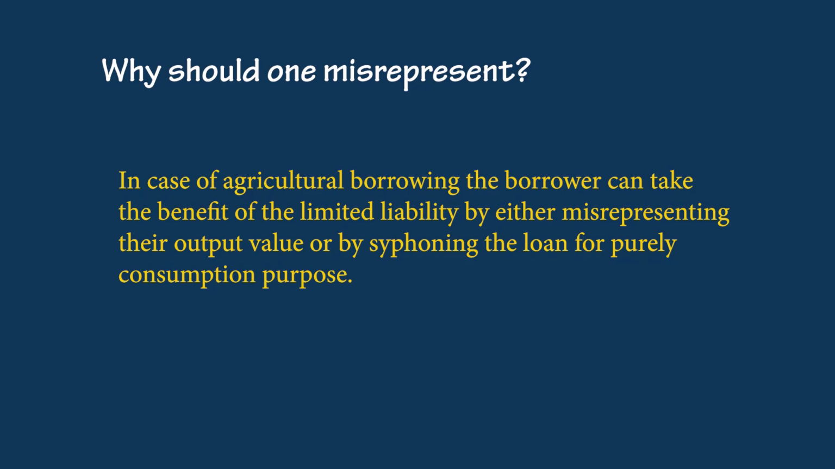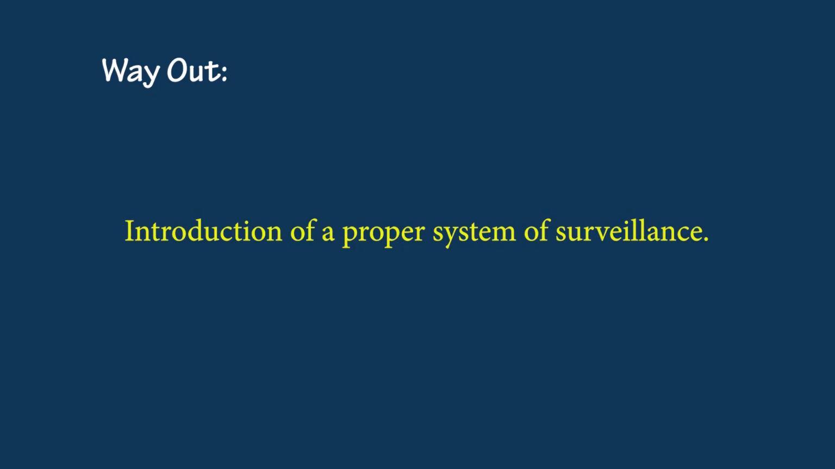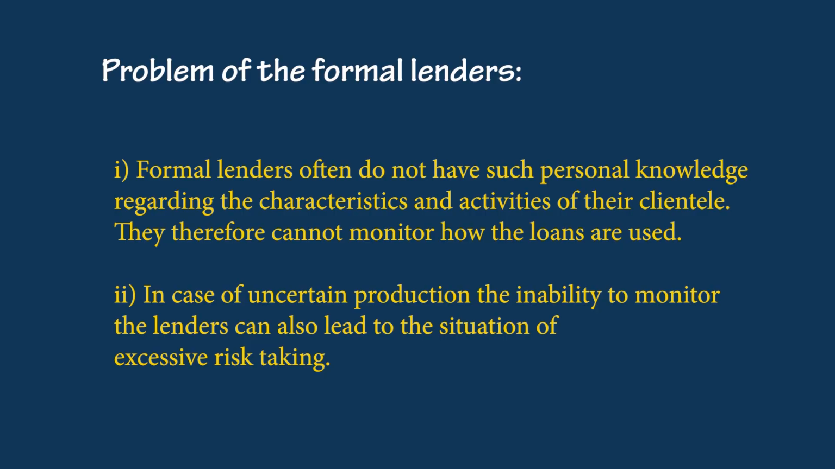Now, if this is the case, then in the agricultural sector, borrowers can take the benefit of limited liability either by misrepresenting their output value or by siphoning off their loan for purely consumption purposes. So, there is a need to introduce a proper system of surveillance. The problem with the formal lenders in this regard is that they do not have such personal knowledge regarding the activities of their clients. They therefore cannot monitor how the loan is being used. At the same time, the inability to monitor can also lead to a situation of excessive risk taking.